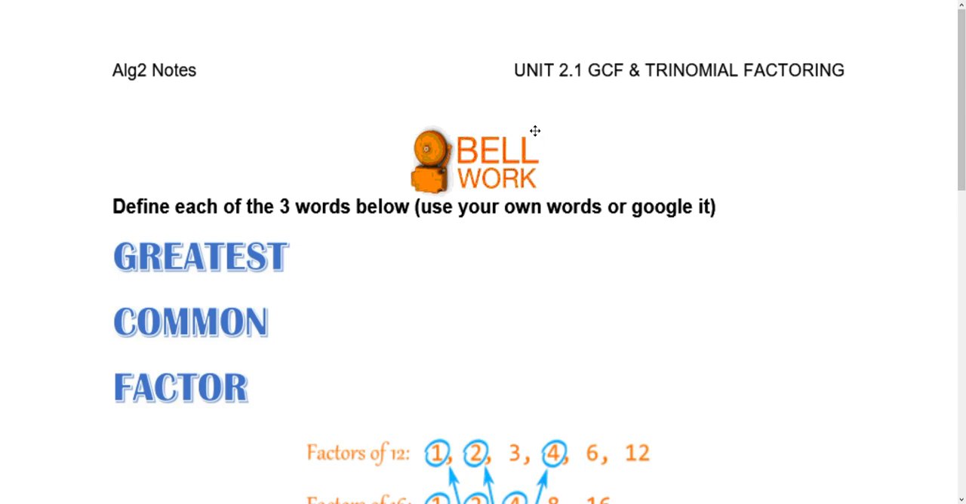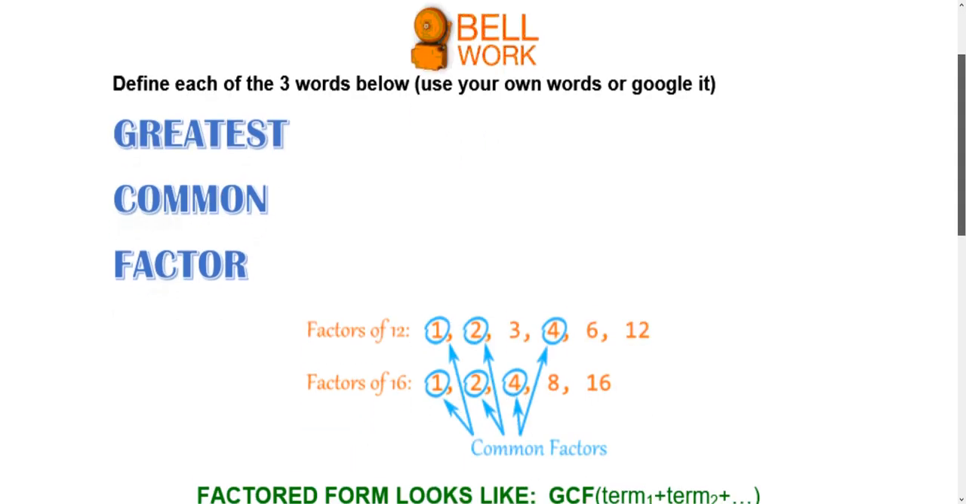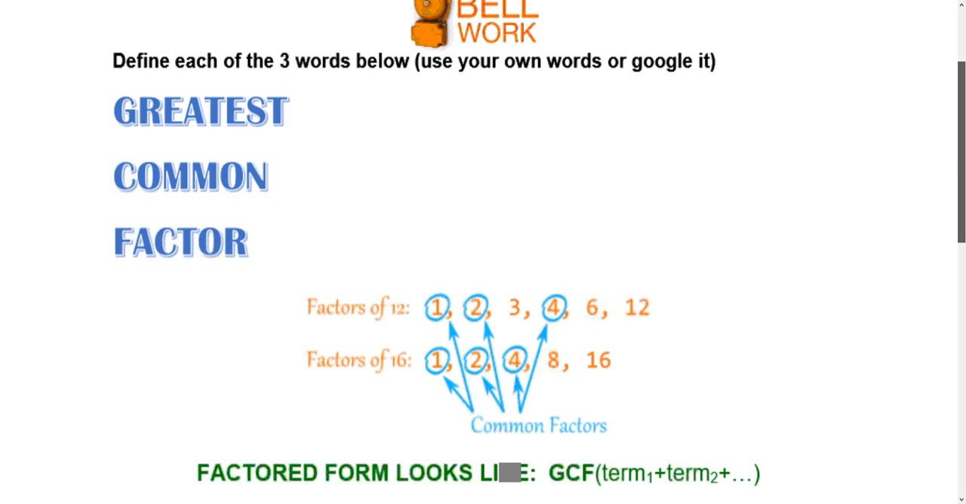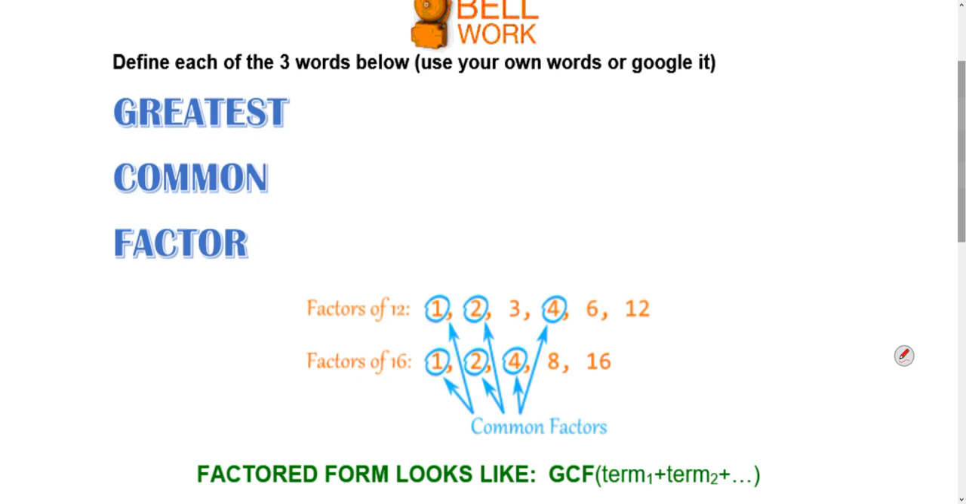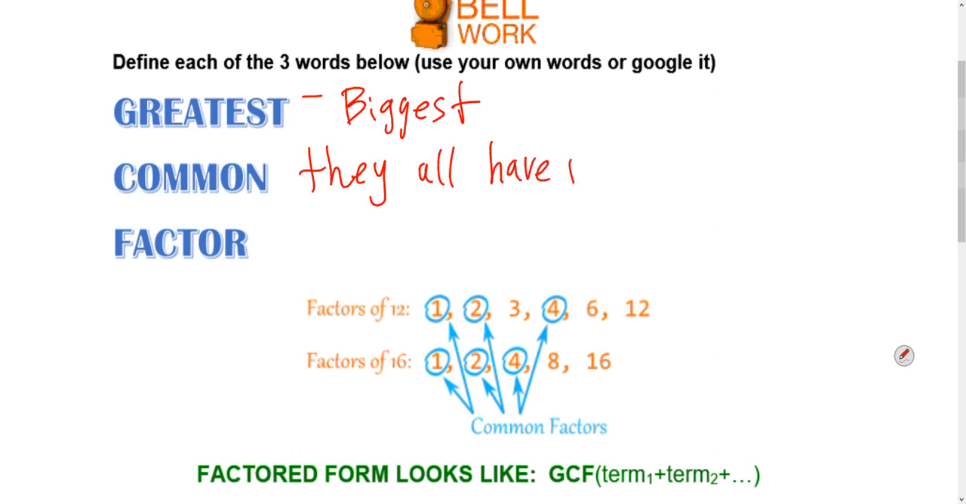The first one that I did for the warm-up was to talk about the greatest common factor. So it says define each of the words below. Use your own words or Google it if you don't know. So I'm just going to give you a quick summary of what I think these 3 words mean. Greatest to me means the biggest. Common means they all have it or do it.